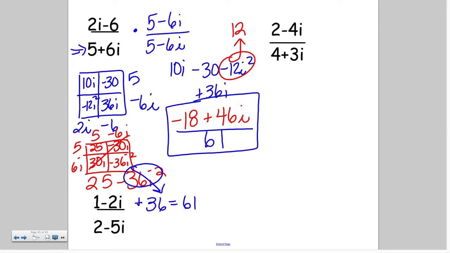Alright, if you want to try the next two by yourself, go ahead and pause it here. Alright, I'm going to erase this first example so we have plenty of room to do those last two.